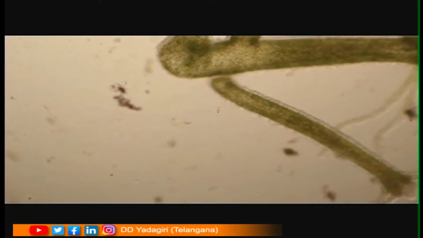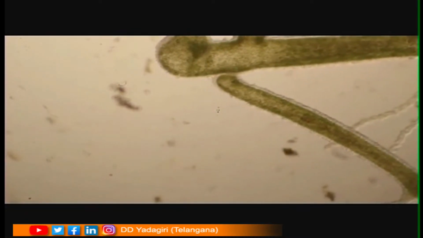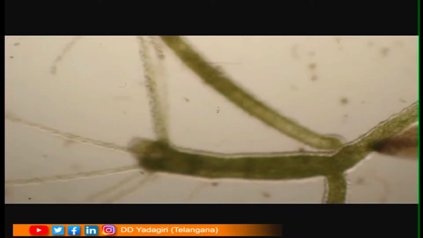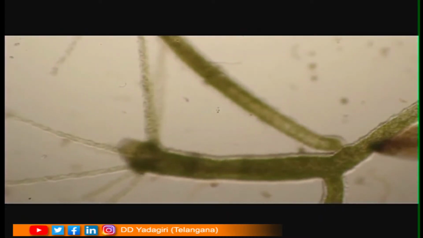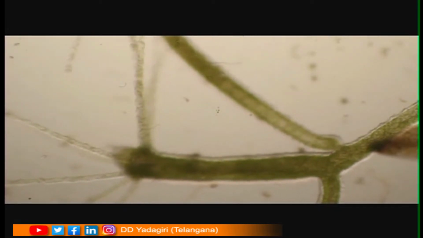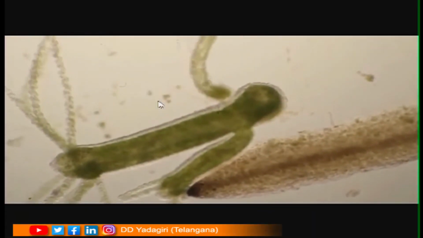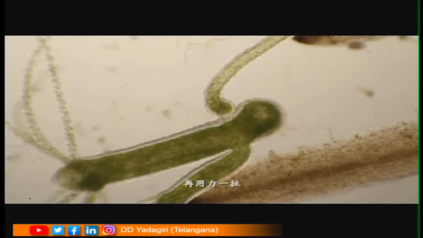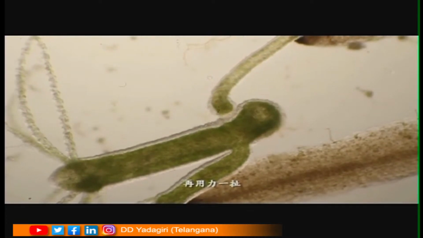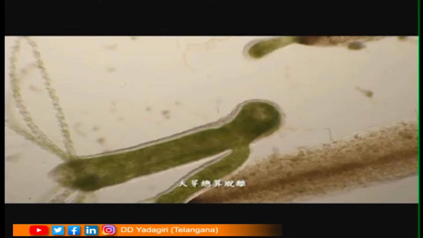See here how the daughter hydra, after developing, tries to detach from the mother hydra. See how it will be doing. What it will do is, it holds some strong structure with the help of its tentacles and detaches from the parent hydra. After getting detached from the parent hydra, it develops into a new individual. So this process is called budding, which is very common in hydra, that is, lower organisms.